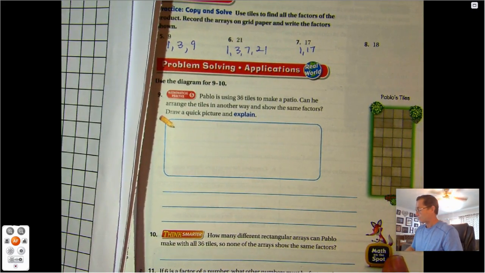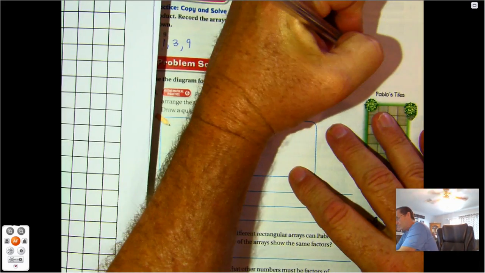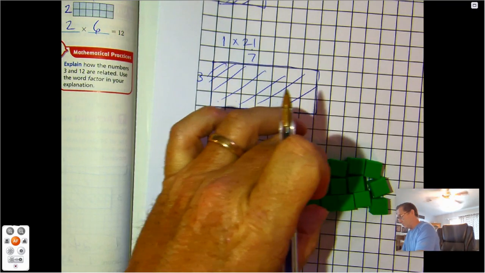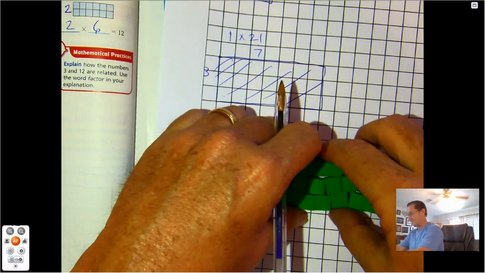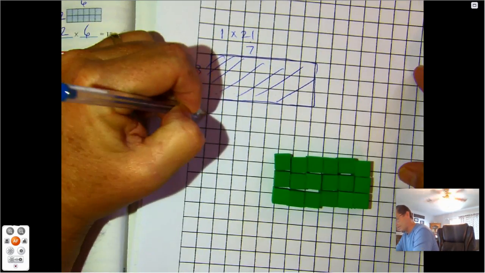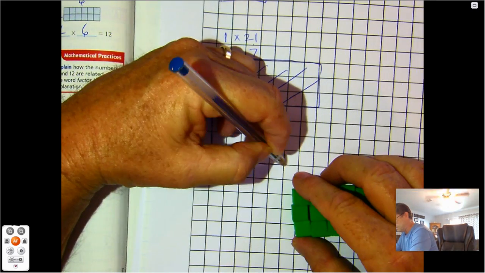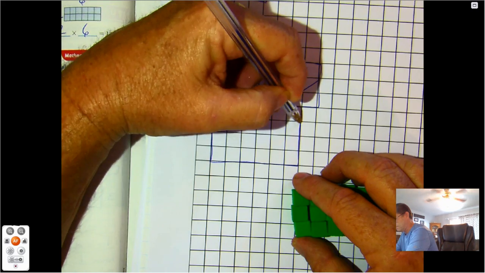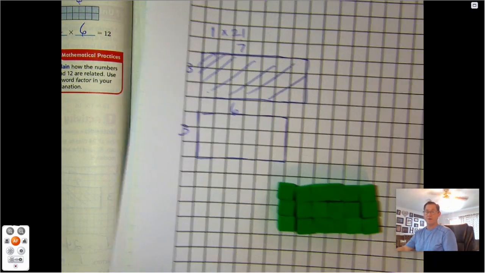Well, 3, 6, 9, 12, 15, 18. All right, well, we have an array of 18 right now. That's a 3 by 6. So 3 times 6 works. We know 1 times 18 works. I don't even have to draw that out, okay?